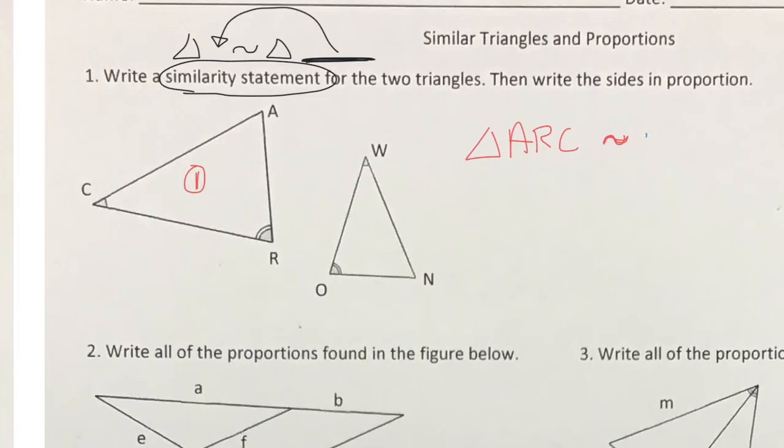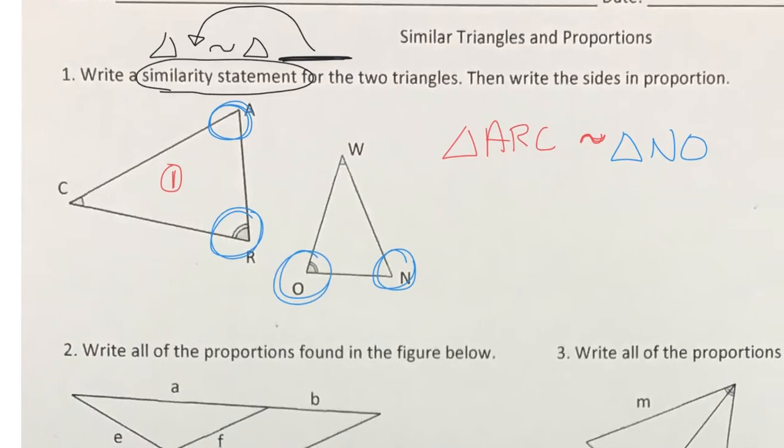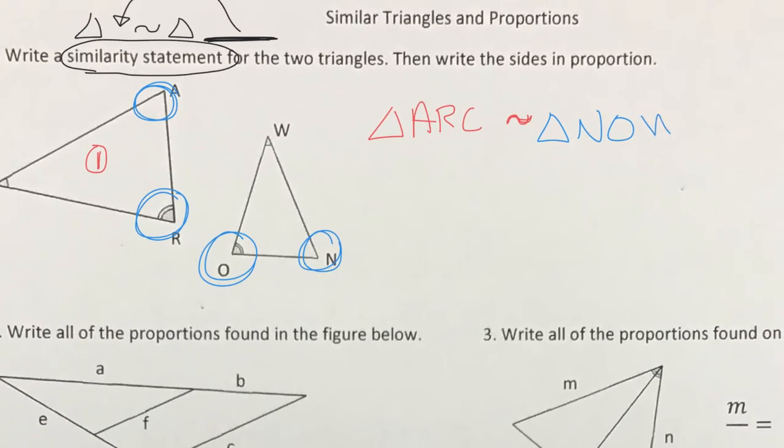So then your second triangle has to match up with the first one. Angle A goes with angle N, so here we have N. R has 2 arcs, which goes with O, and then of course C would go with W, so my triangle would be triangle ARC is similar to triangle NOW.